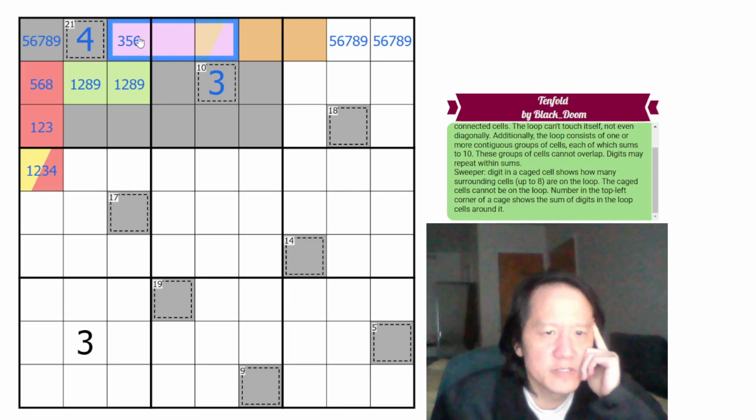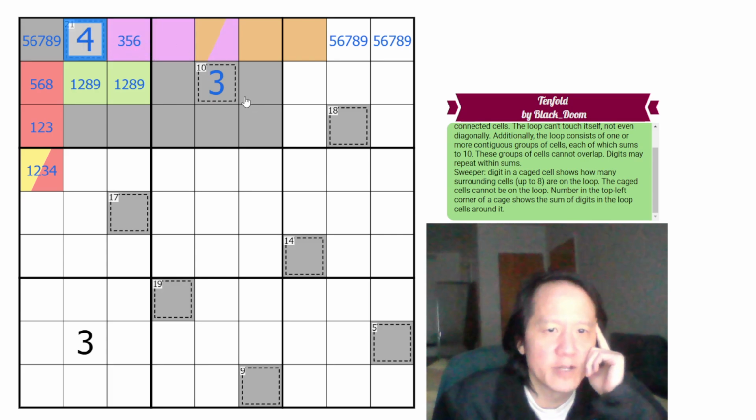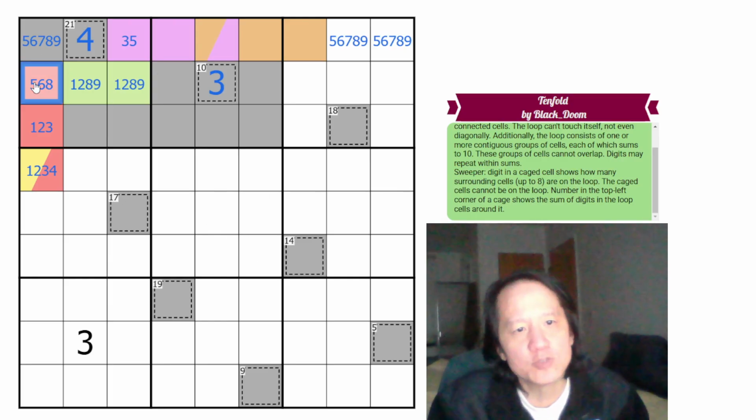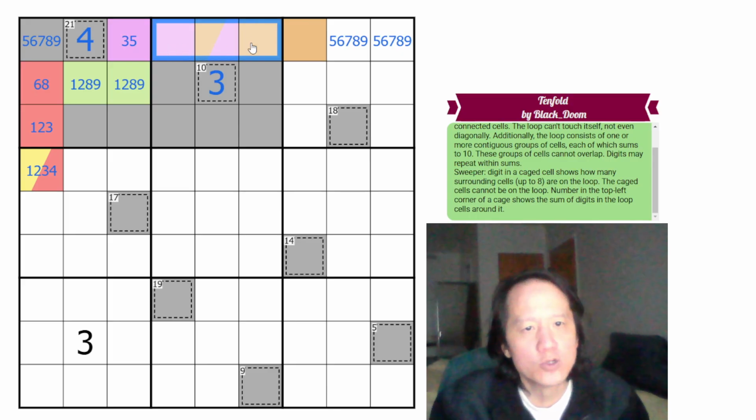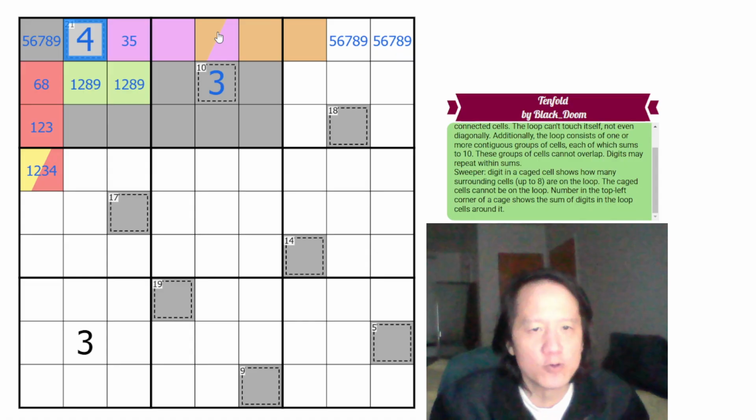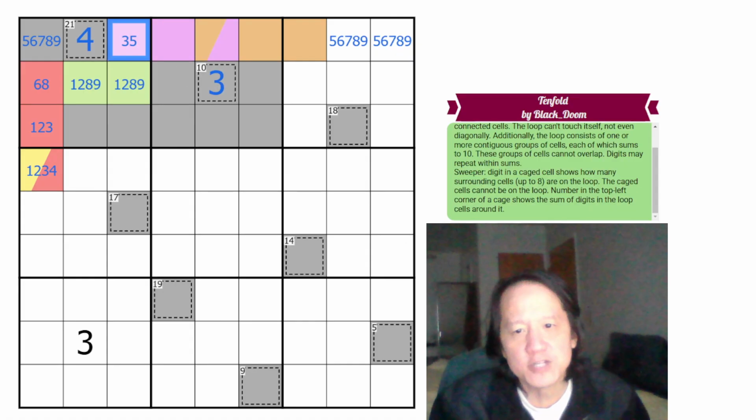But this can't be 6 ever. If this is 6, it has to be either with a 4 or with 1, 3. But the 4 is eliminated by that, and the 3 is eliminated by that. Therefore, this can never be 6, which means it can never be 5. So this is either 3 or 5. If it's 5, it has to be with 1 or 4, or 2 or 3. But again, the 4 is eliminated by that 4, and the 3 is eliminated by that 3. Therefore, this can never be 5.